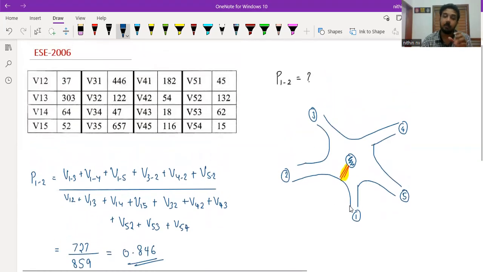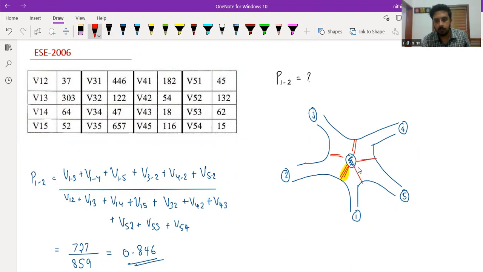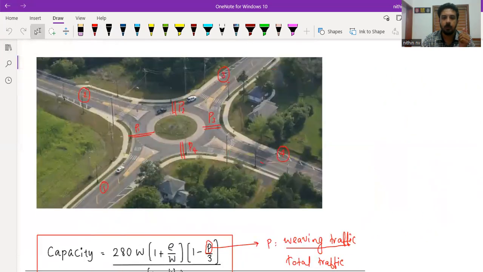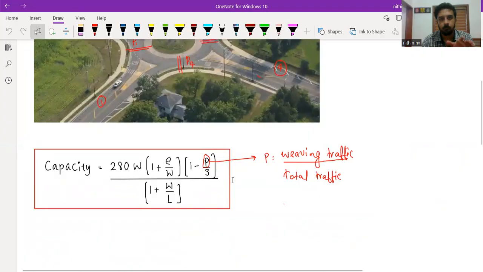Now see, similarly, what practically we need to do? Right now, we have taken in between 1 to 2, right? Similarly, in between 2 to 3, we need to calculate all the procedure again. Between 3 to 4 also, between 3 to 5 also, between 5 to 1 also. So 5 different weaving ratios we are going to get in this particular roundabout. Whichever is maximum, that particular value is what we are going to substitute in our capacity equation. Got it, guys? That's it. That's all about this weaving ratio concept.